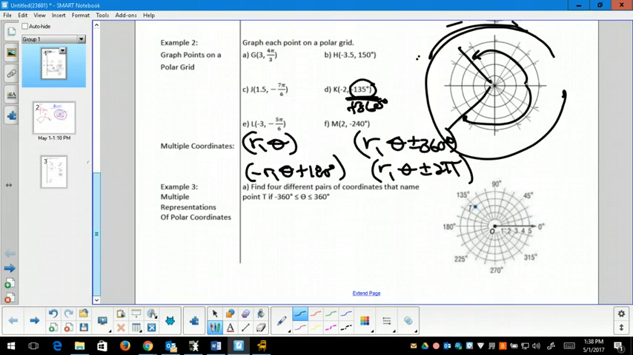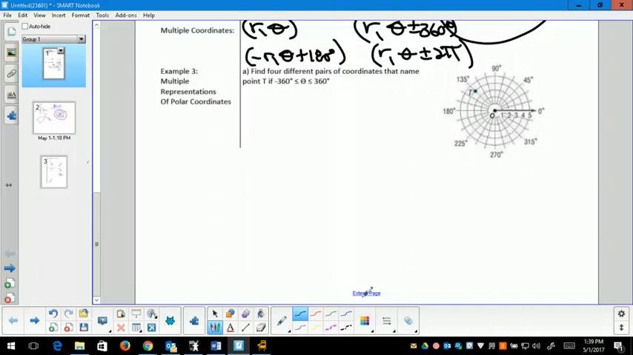When we are asked to find 4 different pairs of coordinates that name a point between -360 and +360, so between 2 pi and -2 pi, there's a process that we're going to follow to get those points. So I'm going to write that down over here. Okay, it's not letting me do it, so I'll write it over here first.